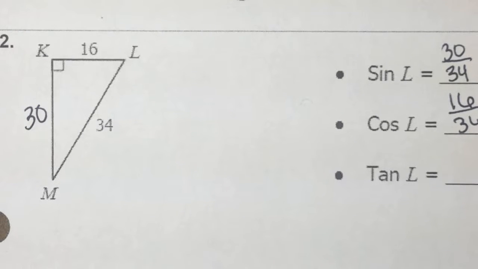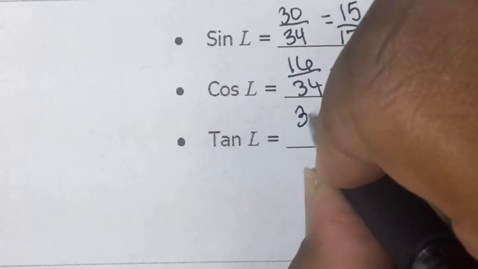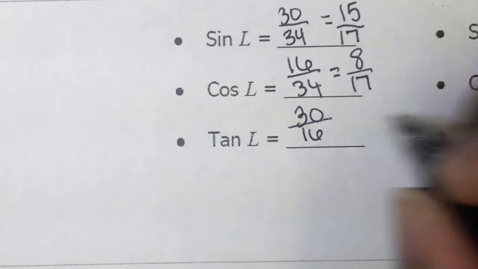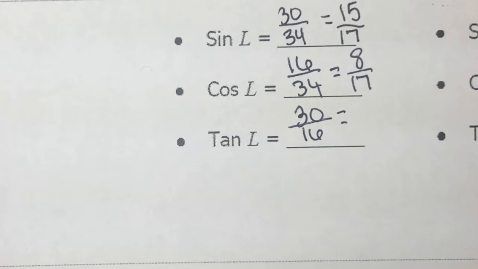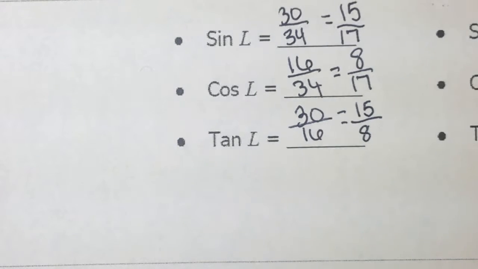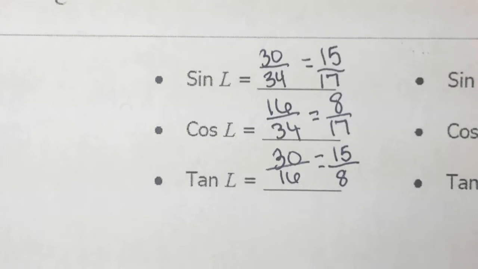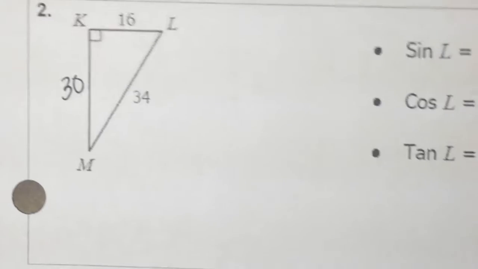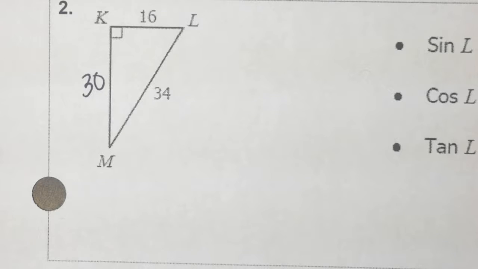And then tan of angle L. Thank you, sir. 30 over 16. Reduce that. 15 over 8. Tan from angle L is opposite over adjacent. I explained that when we first started.